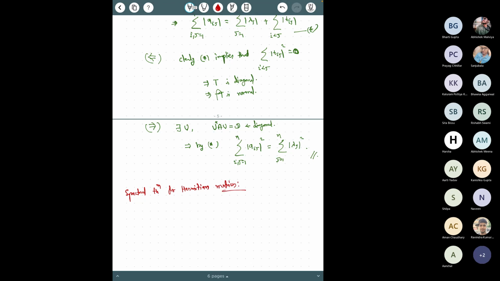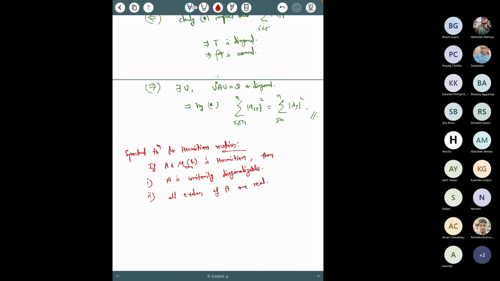It says that if A is an n cross n matrix over C, and A is Hermitian, then first, A is unitarily diagonalizable, and second, all eigenvalues of A are real.